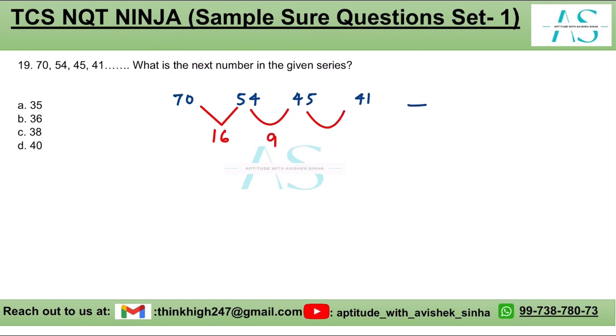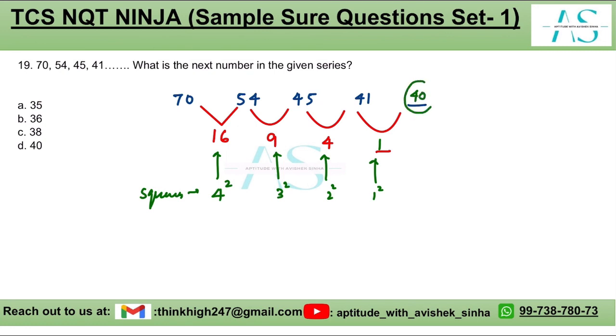The difference here is easy. It is 4. What could be the next difference? Do we have a connection here? If you look closely, this is 4 square. This is 3 square. This is 2 square. So we have a connection here, decreasing in the order of squares. So next one could be 1 square, which is 1. So 41 minus 1 is 40. Option D seems to be the correct fit.